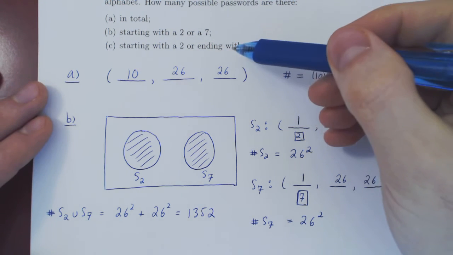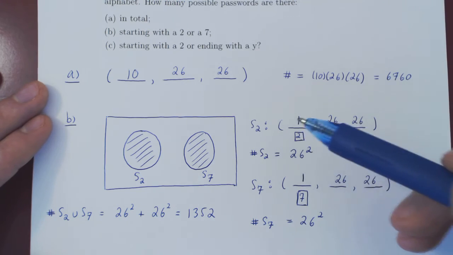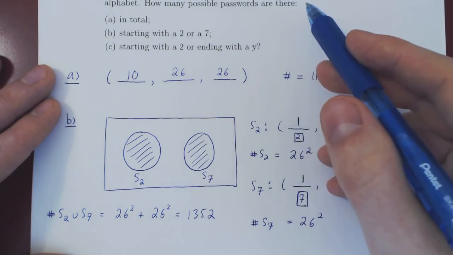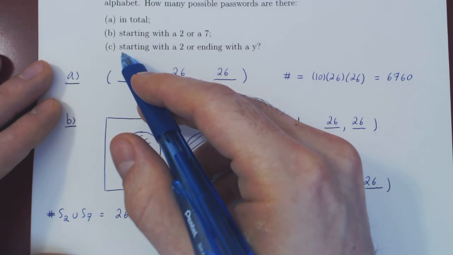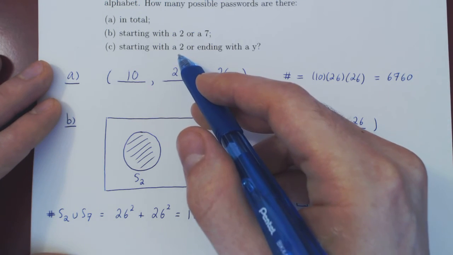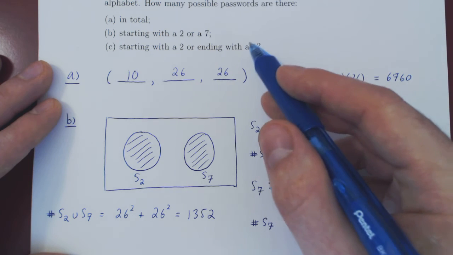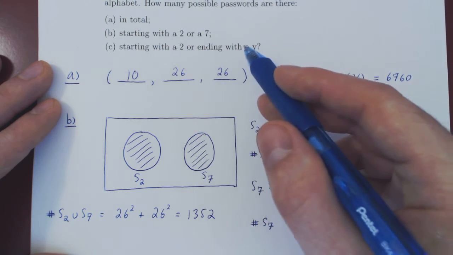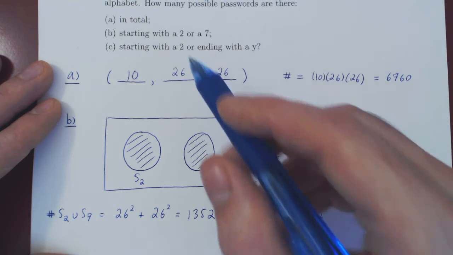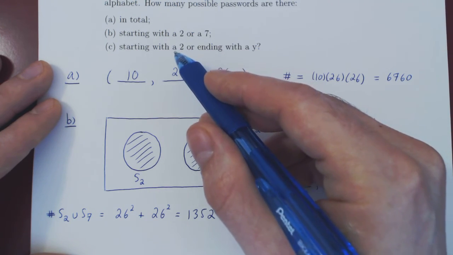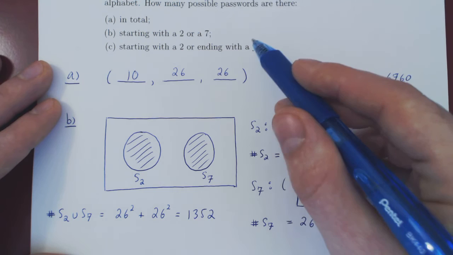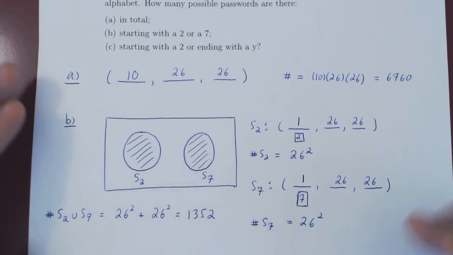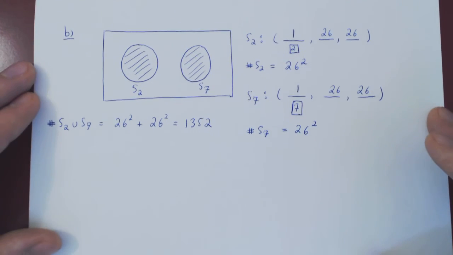Finally, part C, and this one we'll see is a bit more interesting. We're asking for the number of possible passwords that start with a 2 or end with a Y. But if you think of it now, these sets are not disjoint because a password can start with a 2 and simultaneously end with a Y. So there will be an overlap between our two regions. So let's check this out.